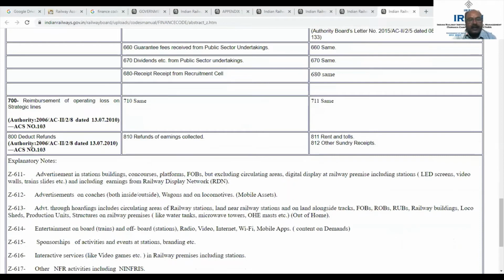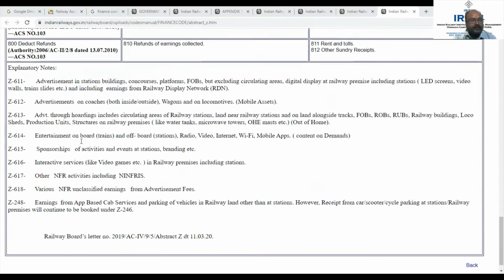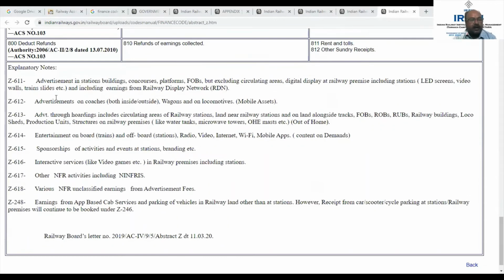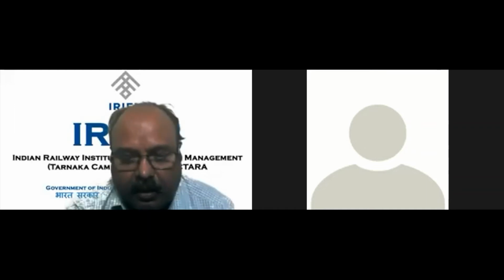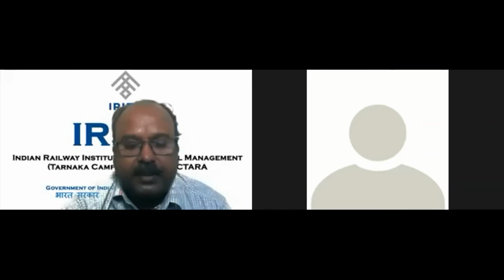Here also this 800 is the direct refunds. See, these explanatory notes are also very, very important for understanding this abstract. Now I will ask some 4 questions. Please attend.